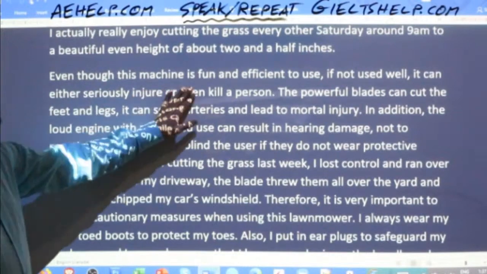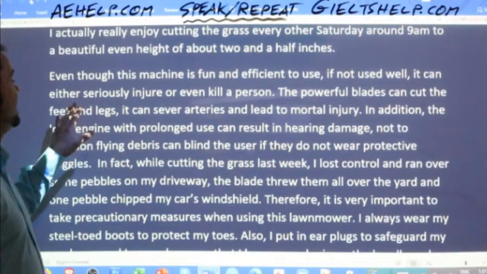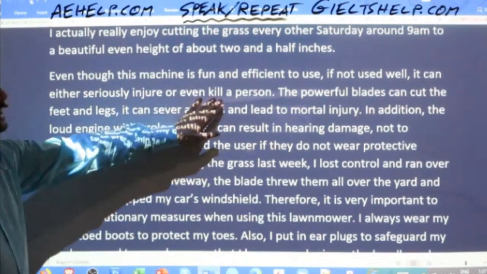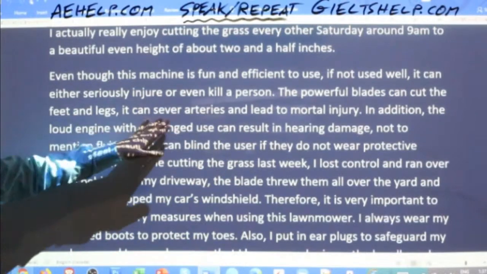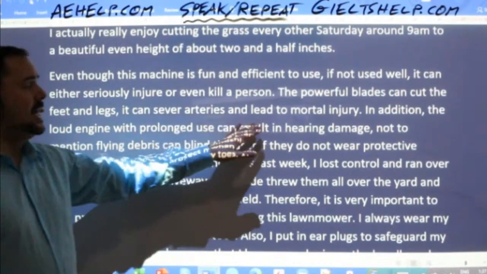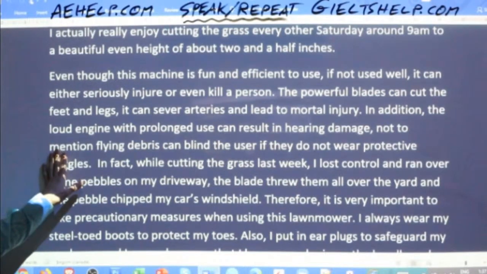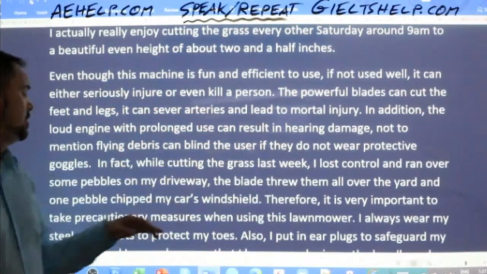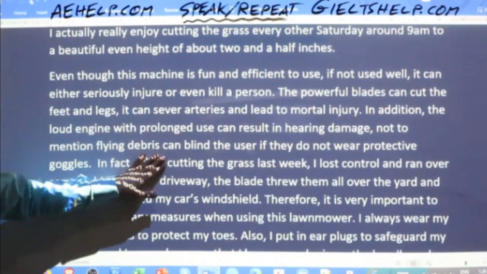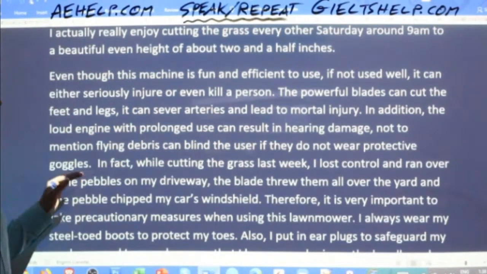Even though this machine is fun and efficient to use, if not used well, it can either seriously injure or even kill a person. The powerful blades can cut the feet and legs, it can sever arteries and lead to mortal injury. In addition, the loud engine with prolonged use can result in hearing damage. Not to mention flying debris can blind the user if they do not wear protective goggles.